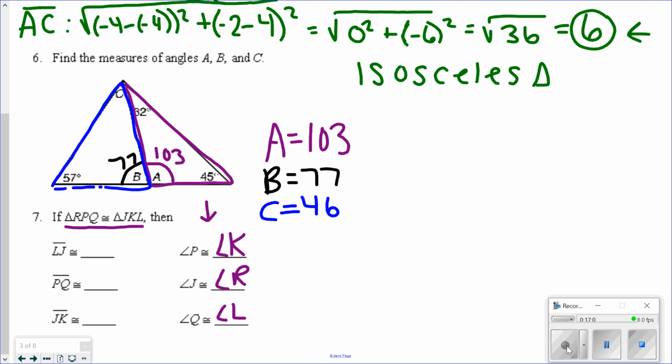So just like I said, the order matters for the angles, the order also matters for our side lengths. So if I look at side length, I'm going to start with the bottom, JK. JK here are the first two letters of that triangle, which means the side length it's going to match with is the first two letters of this triangle, which is RP. PQ is the last two letters of this triangle, which means it's going to be congruent to the side lengths with the last two letters here, which is KL.